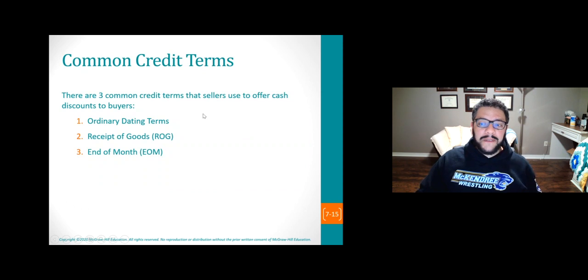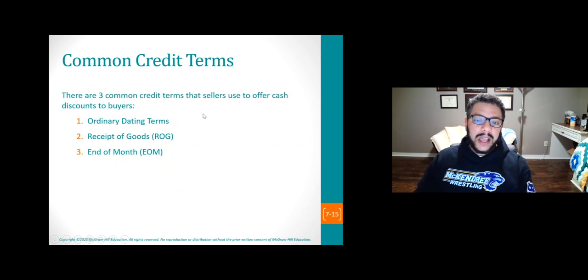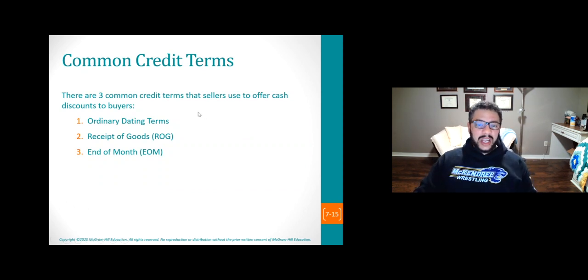So the types of credit terms that we are going to see are going to be either ordinary dating, receipt of goods, and end of month. Receipt of goods, you'll see ROG after the terms. End of month, you'll see EOM after the terms or as part of the terms, okay?